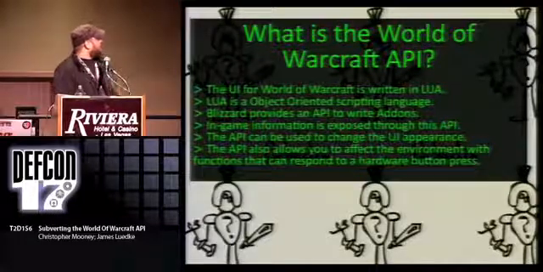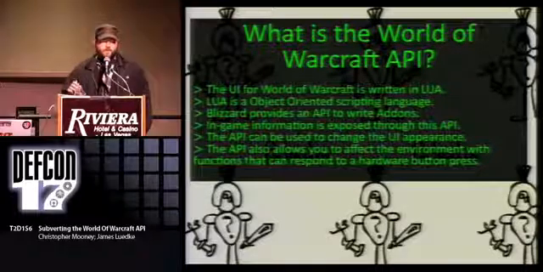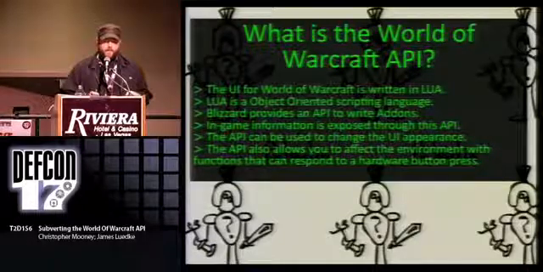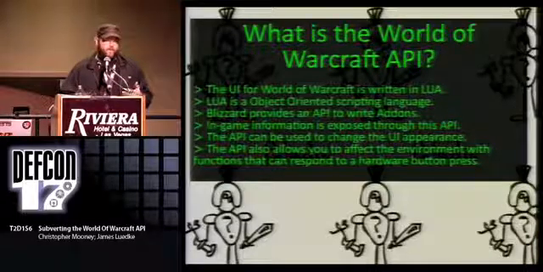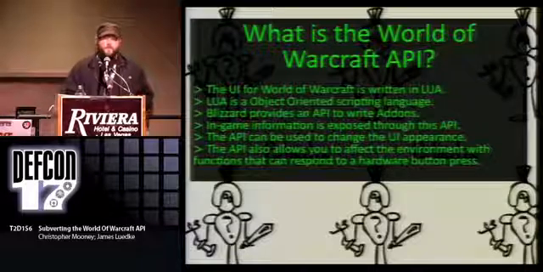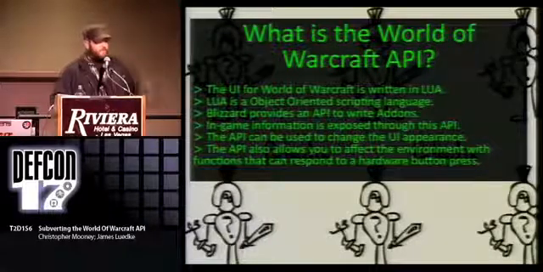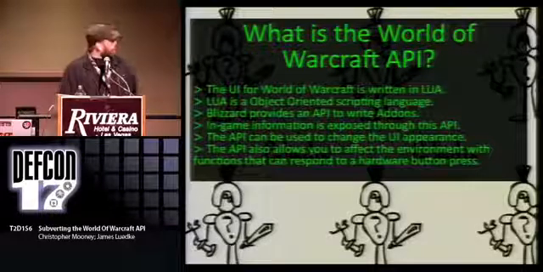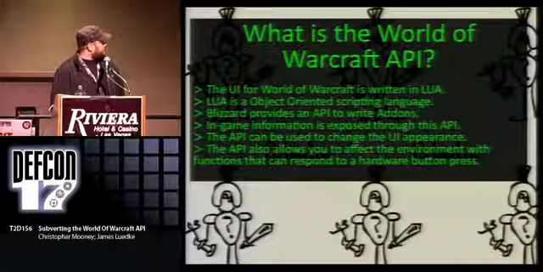So what is the World of Warcraft API? For those of you that don't know, it's basically an application programming interface for UI developers, people that want to change the way the UI looks and the way it functions. Blizzard has made this a plugin slash add-on way to extend the UI because it doesn't look very good. It's written in Lua, which is an object-oriented scripting language, and you load add-ons in the game. They change the way it looks and feels.